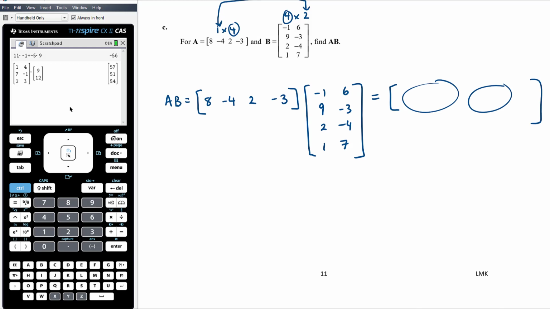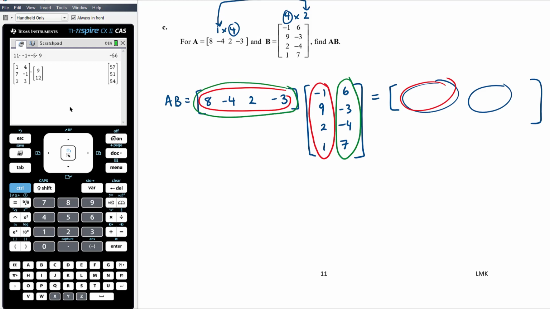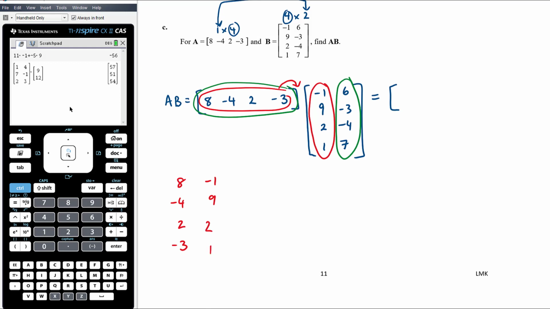Alright, so we're only going to have two numbers. The one on the left is going to come from doing only row times left column. It's going to give us the left answer in the only row. And then the answer on the right is going to come from doing only row times right column, and that'll end up on the right. Okay, so let's see what we've got here. Let's do the red one first. So row times column. So again, imagining flipping around your column. So it becomes 8, -4, 2, -3, and it lines up next to the existing column. You multiply all those things together, and then you add them. Alright, so we're going to have, I'm just going to write it out, 8 times -1 plus -4 times 9 plus 2 times 2 plus -3 times 1.